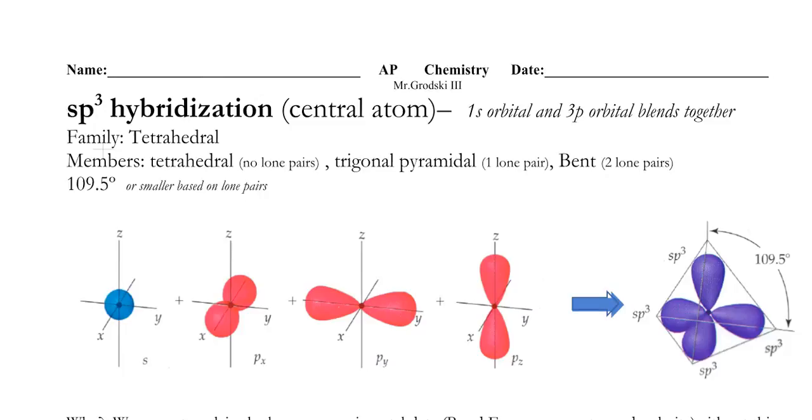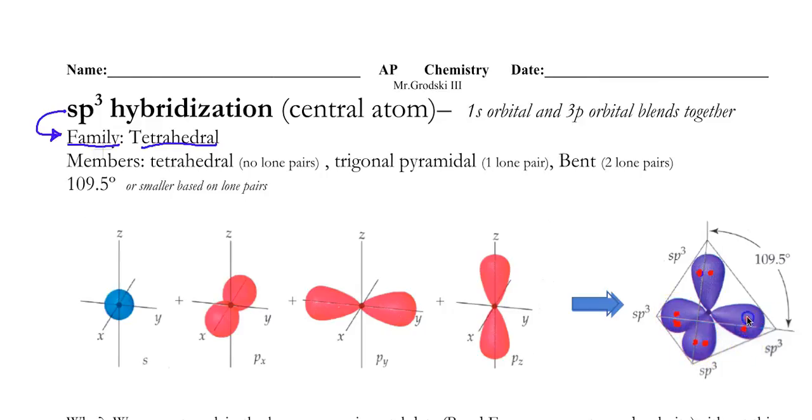And here it is, sp3 hybridization. So here we are in the type of hybridization where we're going to combine an s orbital with three p orbitals to make a tetrahedral shape. It's called a tetrahedron, but we'll call it a tetrahedral as well. And I call it the tetrahedral family, meaning if we have sp3 hybridization, the electron domain geometry of where the electrons exist will be in a tetrahedral shape.